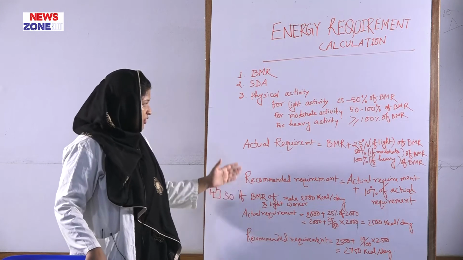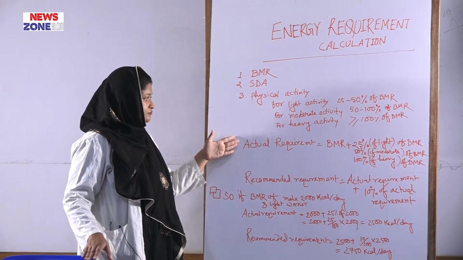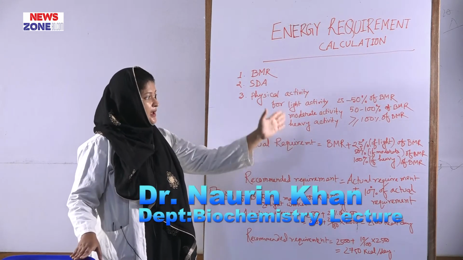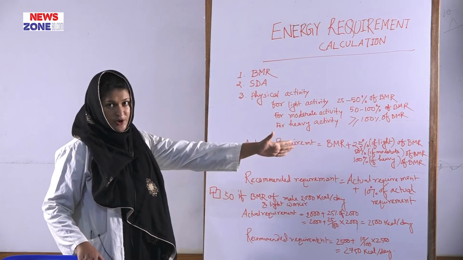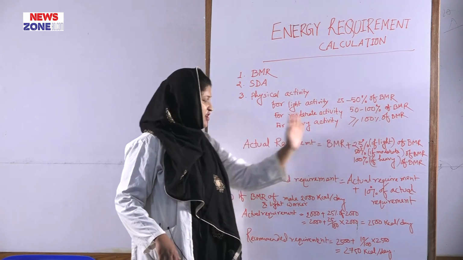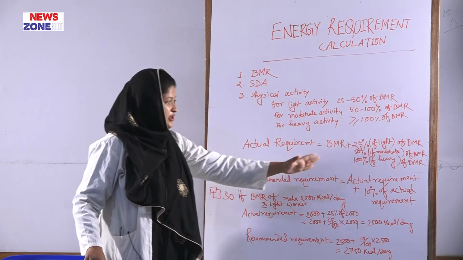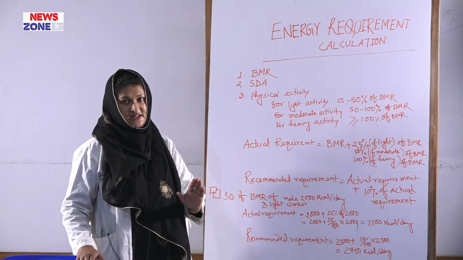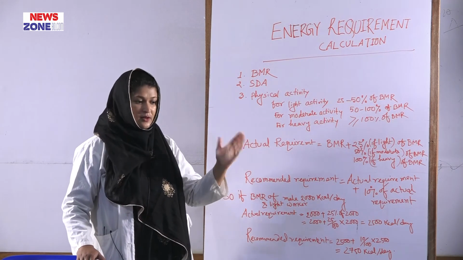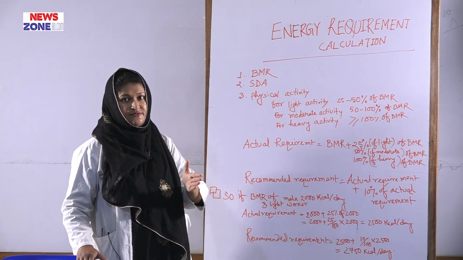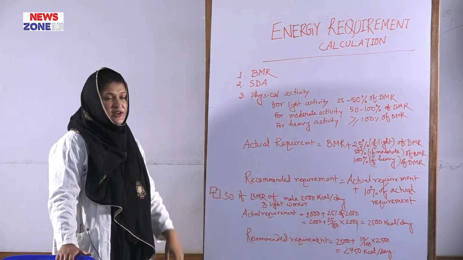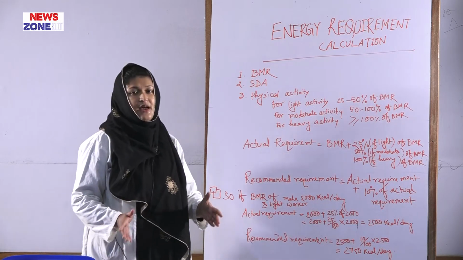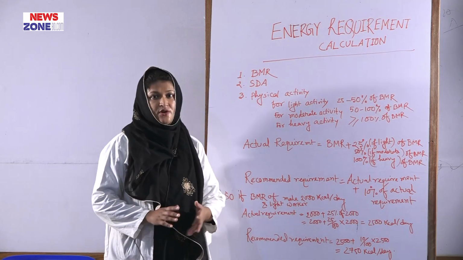So there is no problem, we only need to know the rules. The rule is mainly: in case of actual requirement, BMR plus the percentage according to light, moderate or heavy activity, and in case of recommended requirement, actual requirement plus 10% of actual requirement. This is the main rule. Only in case of pregnancy and lactating mother, we will add 300 and 500 respectively in the recommended requirement. It's all about today's BMR, SDA and energy requirement calculation of an individual.